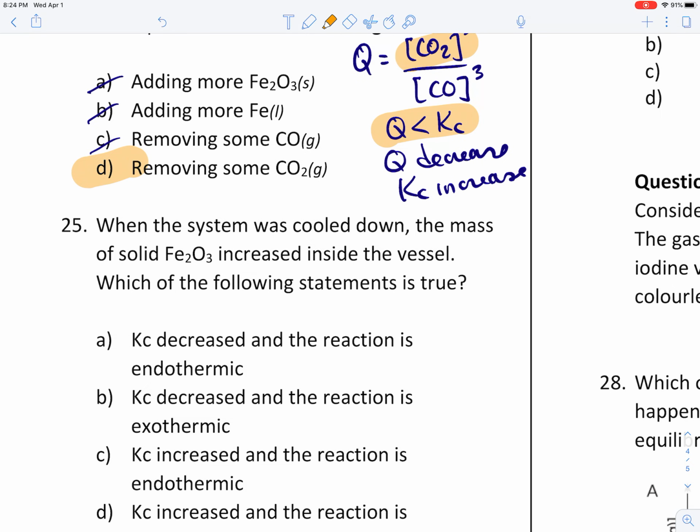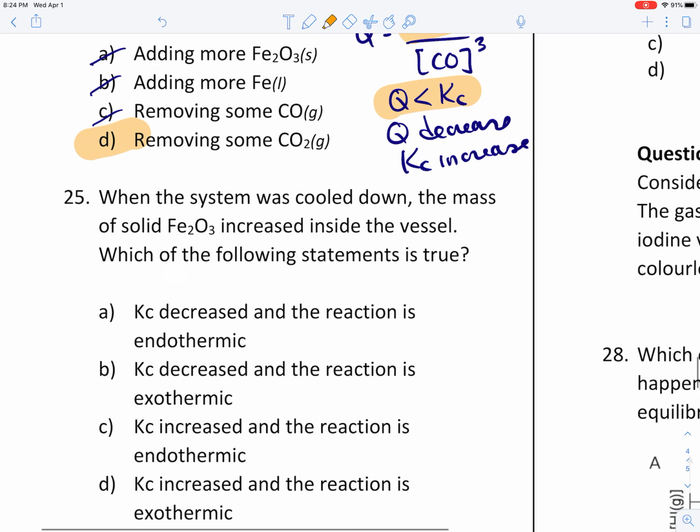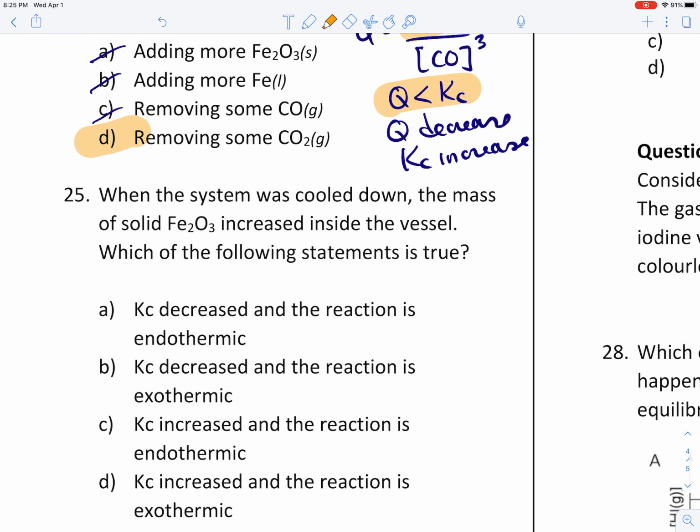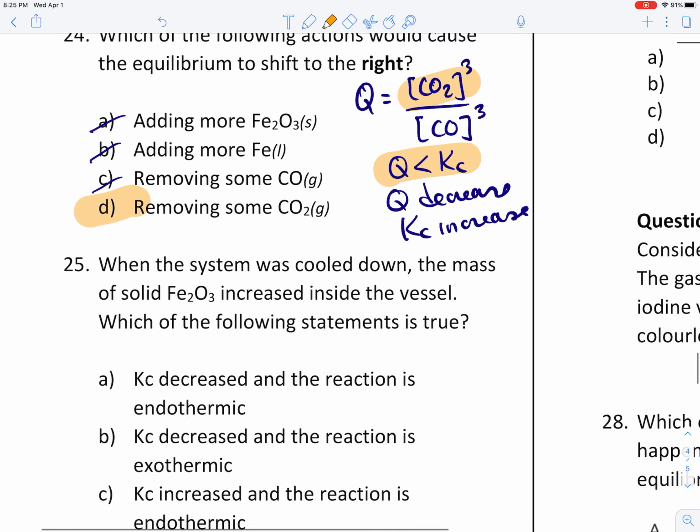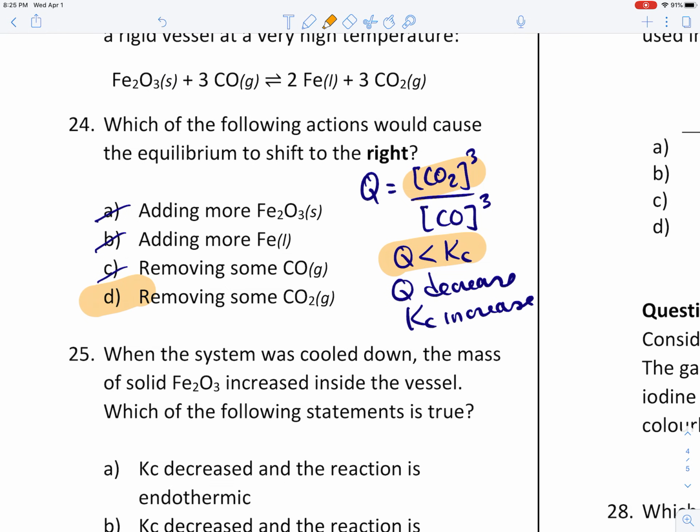Number 25 says, when the system was cooled, the mass of iron oxide increased. And then we want to choose which of the statements below is true. And looking at the choices, we have to decide whether Kc would increase or decrease, and whether the reaction is endothermic or exothermic. Just to remind you of the balanced equation up above, so we're cooling the system, and it resulted in an increase in the mass of iron oxide. Does that cause Kc to increase or decrease? Is the reaction exothermic or endothermic? Pause and see if you can figure that out.